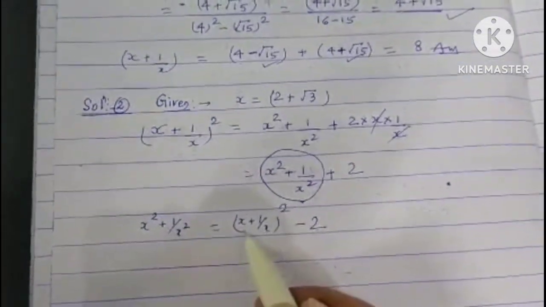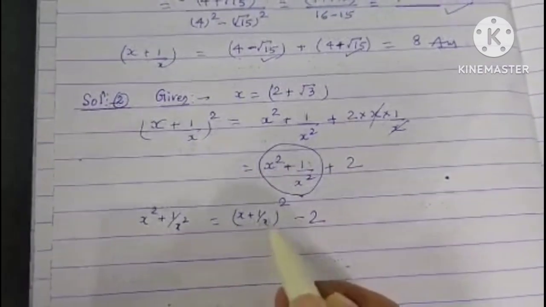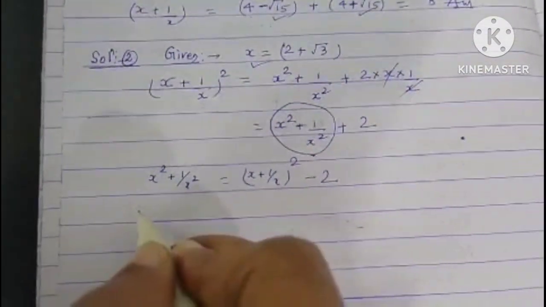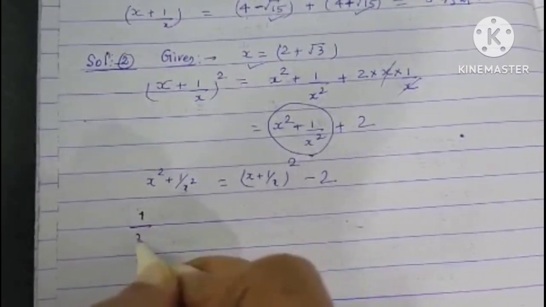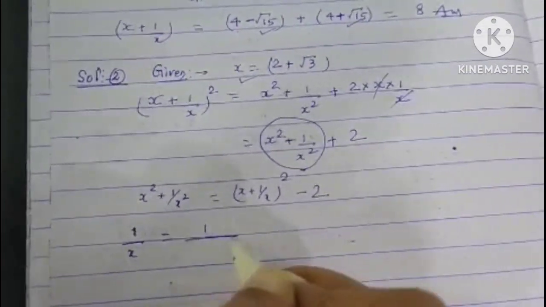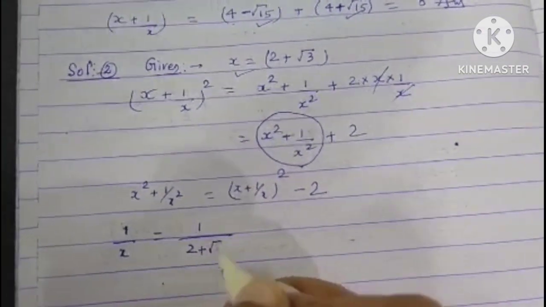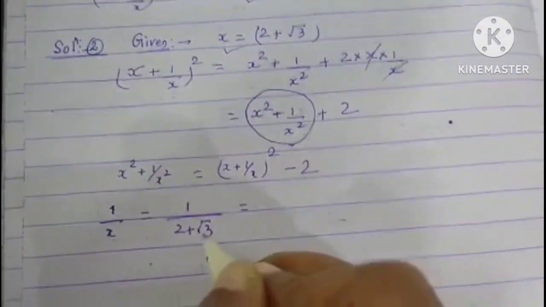So we can find this one, (x plus 1 by x) whole square, because x is given, and 1 by x we can find out. So now let's find out 1 by x. What will be 1 by x? 1 by x will be 1 by 2 plus root 3. Now we will rationalize this one.